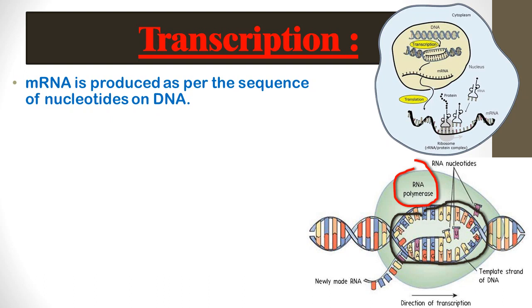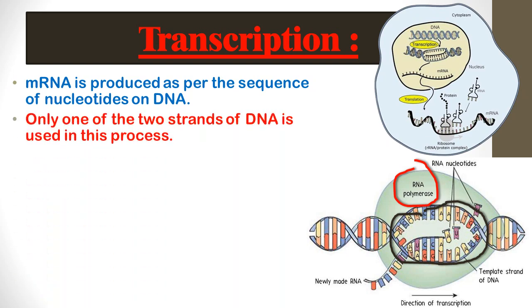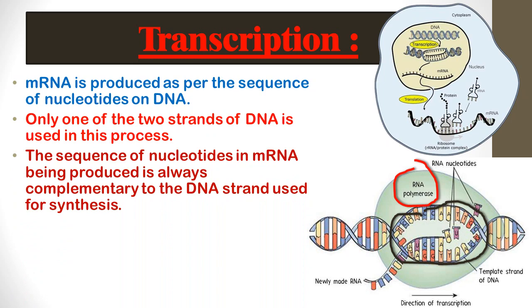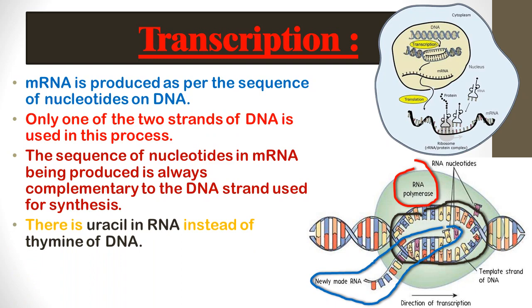RNA polymerase is an enzyme which will attack any segment of the DNA, and only one of the two strands of DNA is used in this process. That means it will use either the 5' strand or the 3' strand for the production of messenger RNA. The sequence of nucleotides in the messenger RNA being produced is always complementary to the DNA strand used for the synthesis. Suppose in the DNA we have the sequence TAC, that is thymine, adenine and cytosine. The messenger RNA sequence will be opposite to the DNA, so instead of TAC, it will be AUG. There is uracil in RNA instead of thymine in DNA.